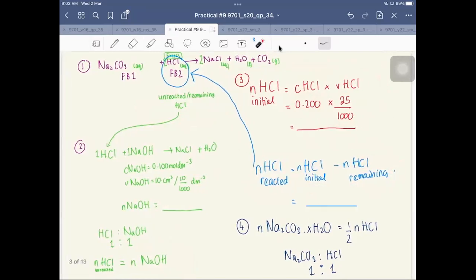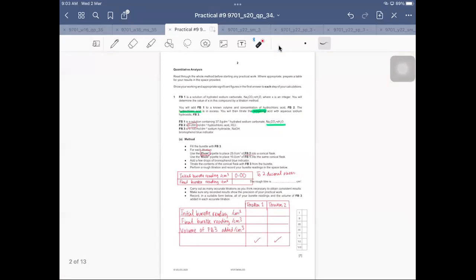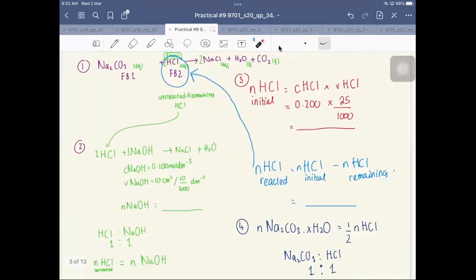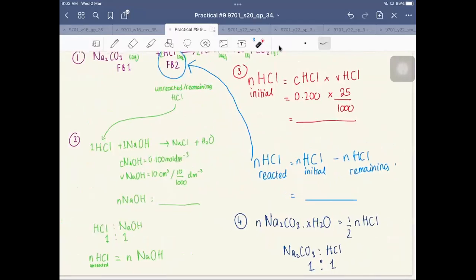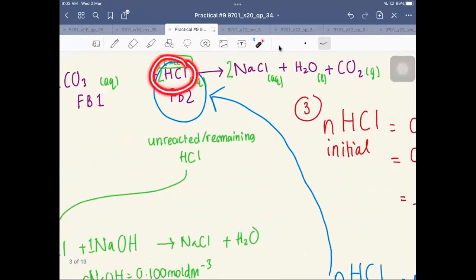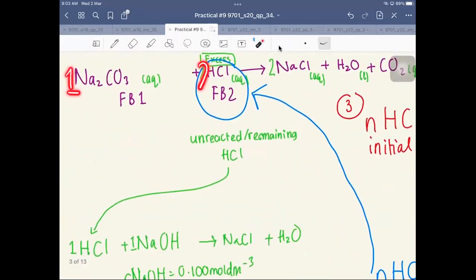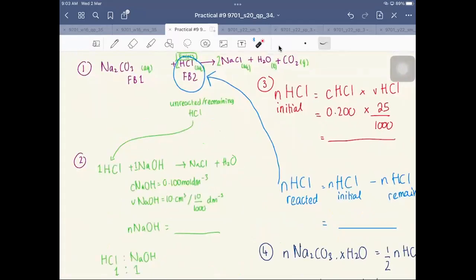And lastly, I believe the question will ask me to find the number of moles of the sodium carbonate, FB1. Okay? To find FB1, once I know how much HCl has reacted, it has a 1:2 ratio. So once I know the HCl here, I can find the number of moles of sodium carbonate. Okay, so that's a lot.